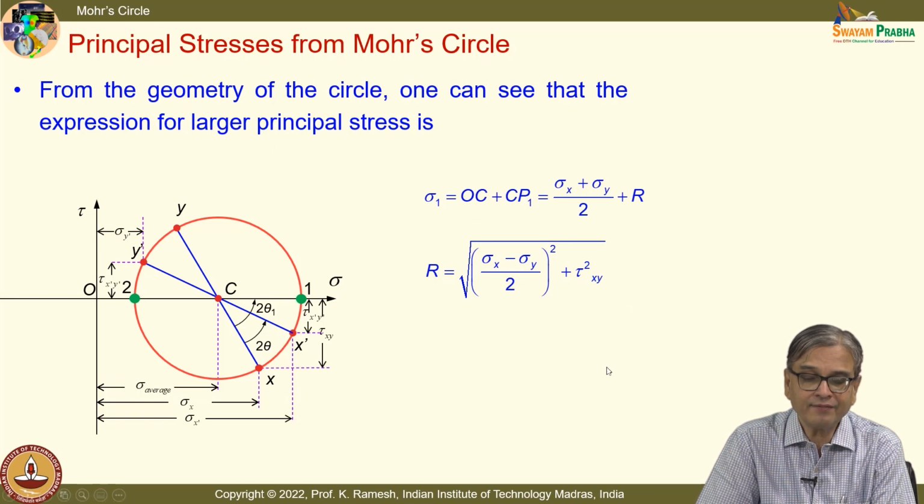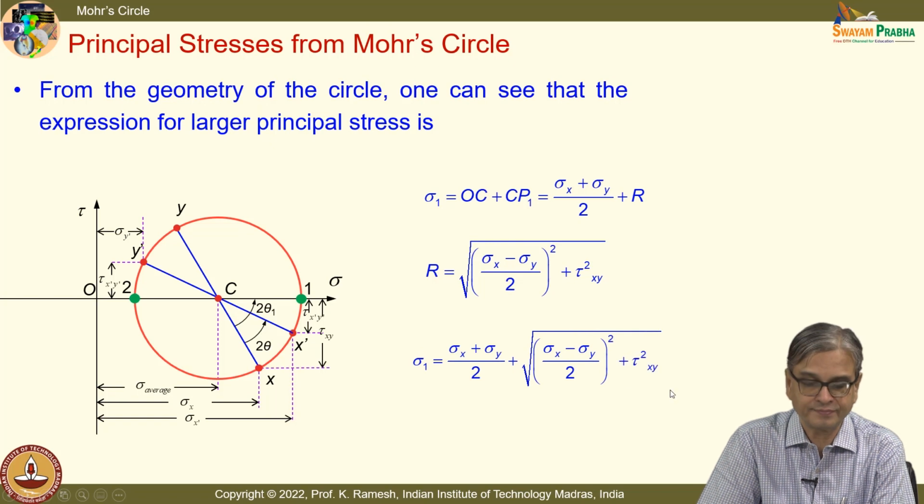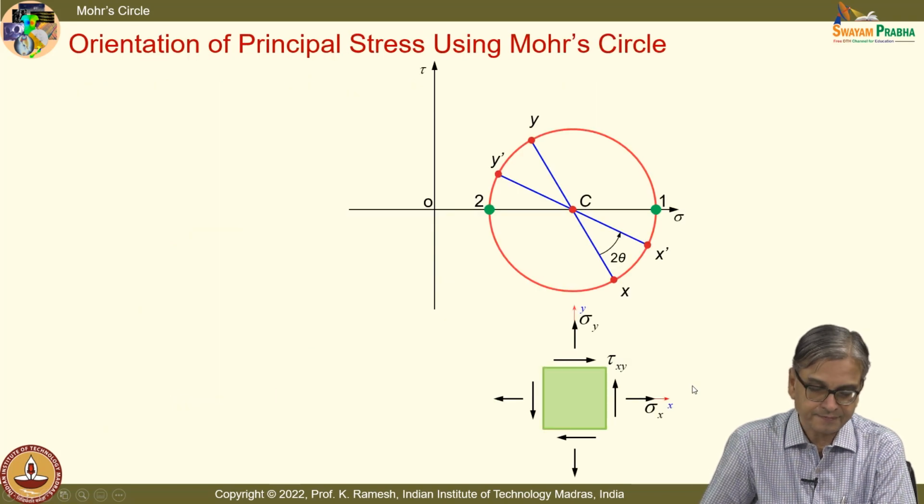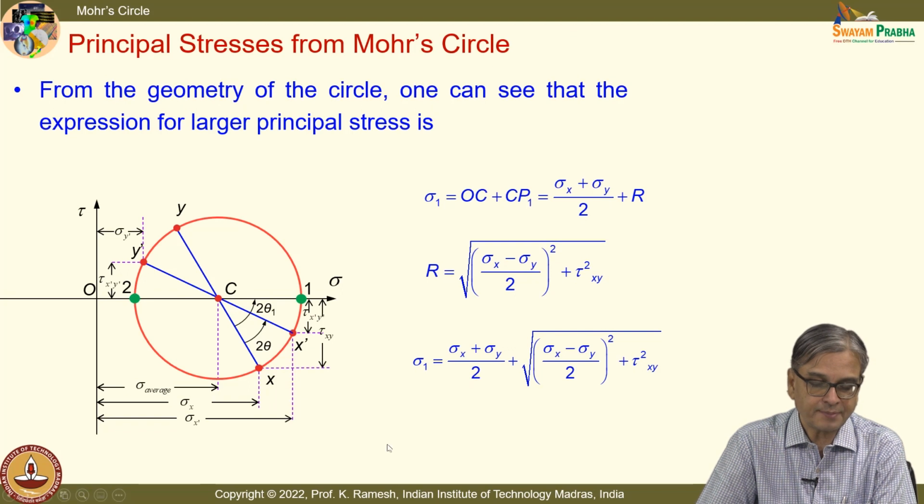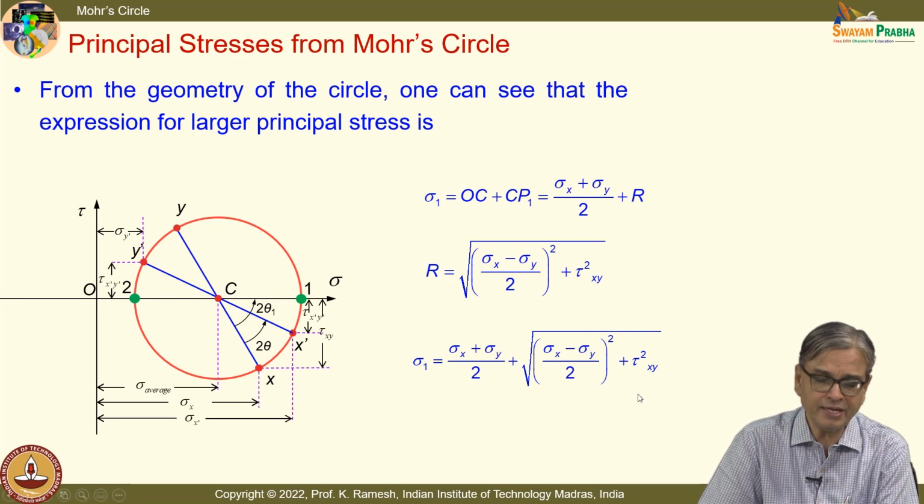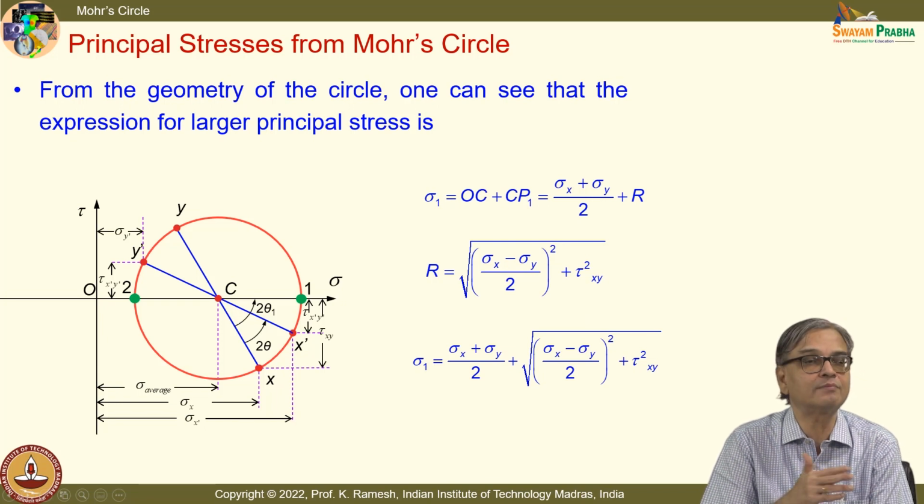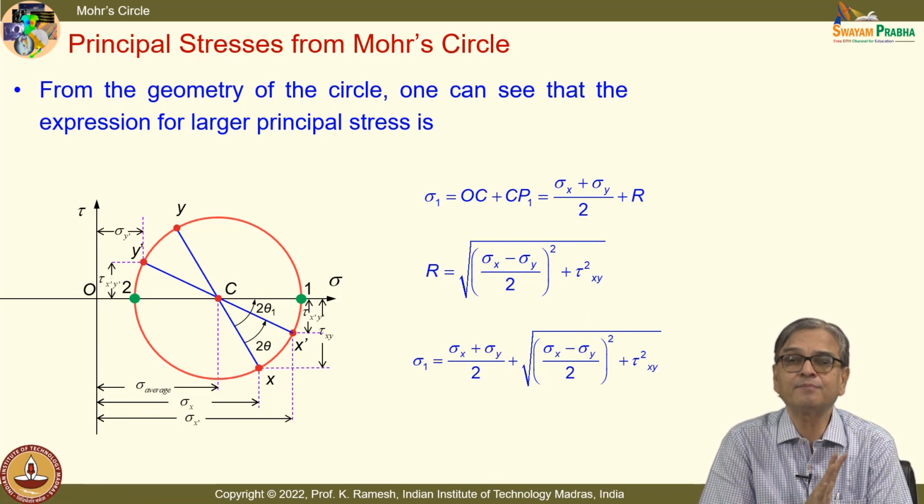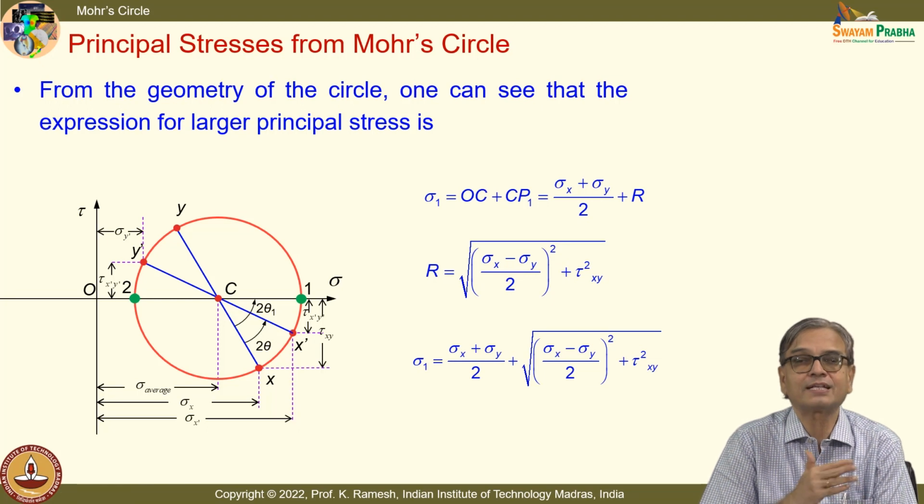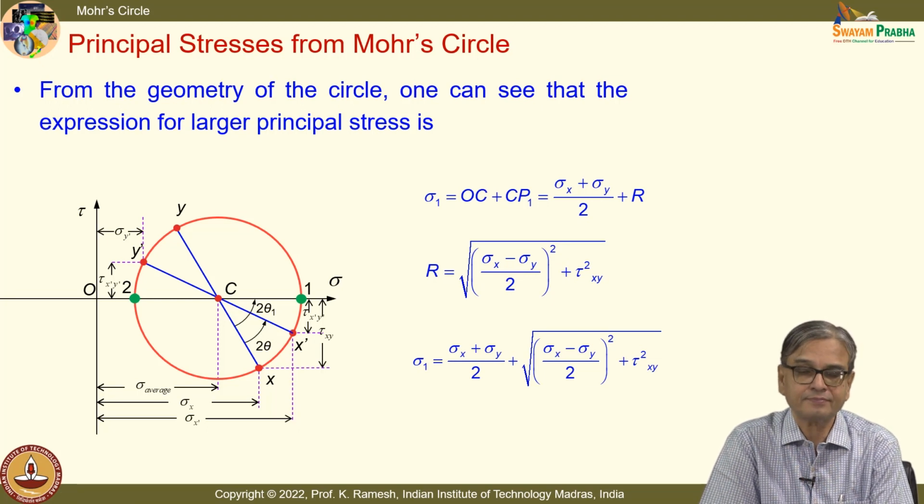And whenever I have a square root, when I want to find sigma 1 or sigma 2, I will have this as plus or minus. I have sigma 1 represented this way, and sigma 2 will be, I will have a minus sign here. So, I can find out sigma 1 as well as sigma 2 from the Mohr circle.